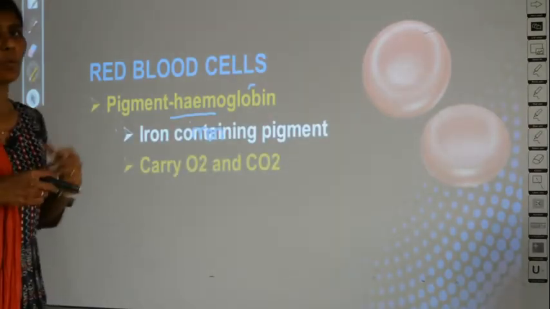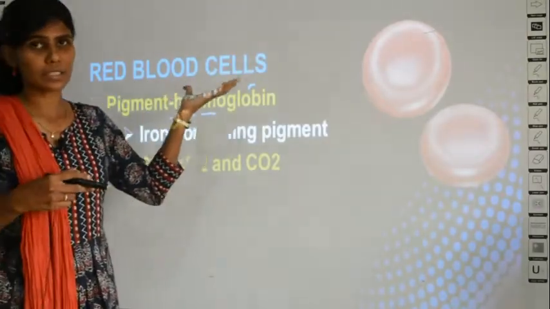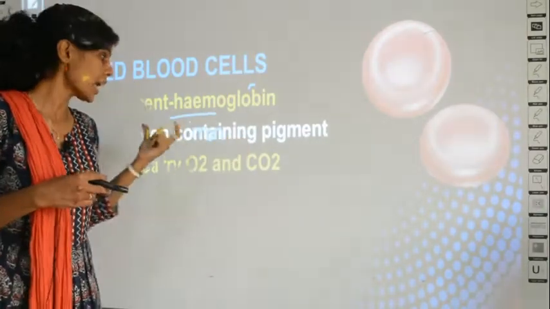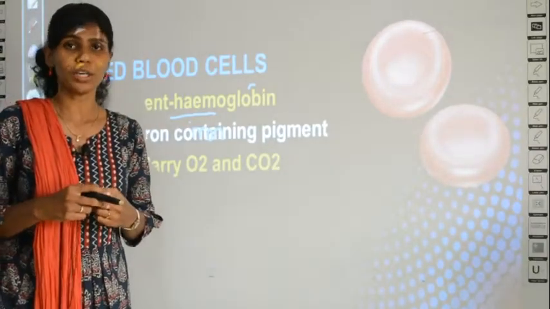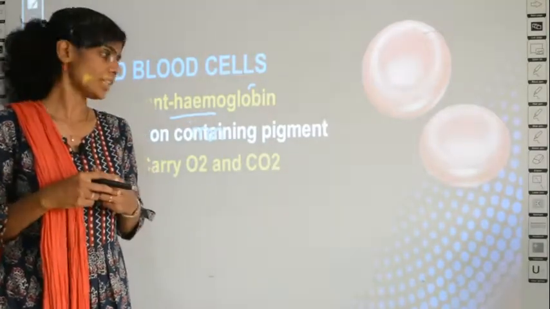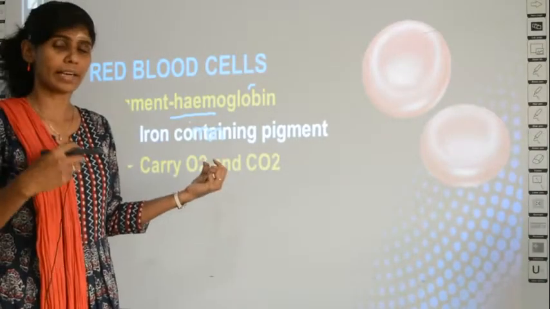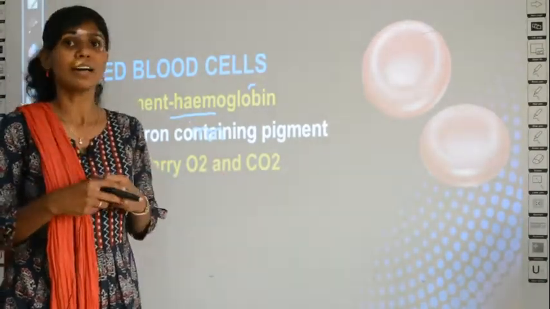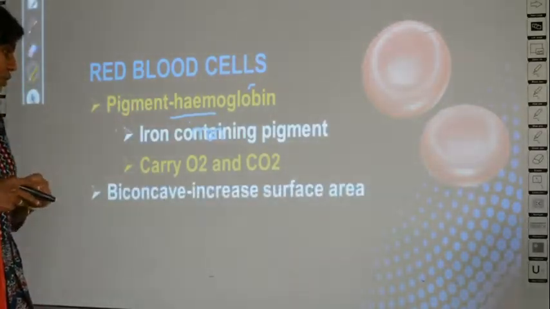Okay, so why are we learning about this specialized cell called RBC? Because these RBC cells are the special cells in your body which can carry the gases. They can carry oxygen as well as carbon dioxide. So that's why we are learning about the properties of these cells.